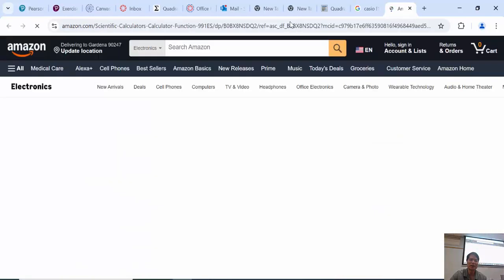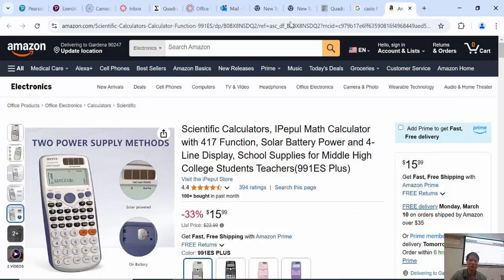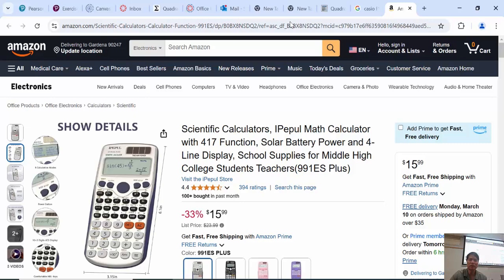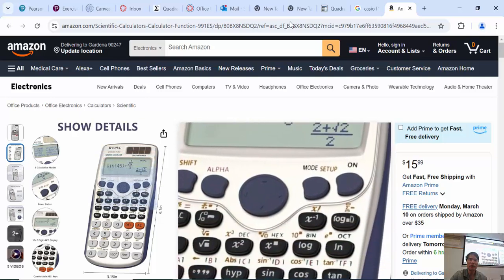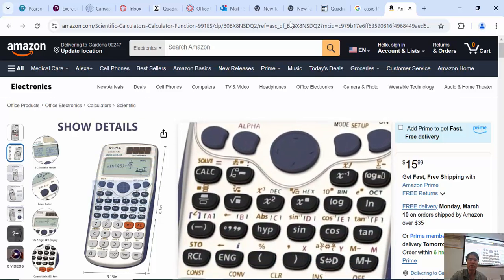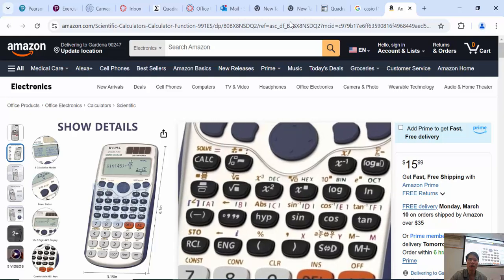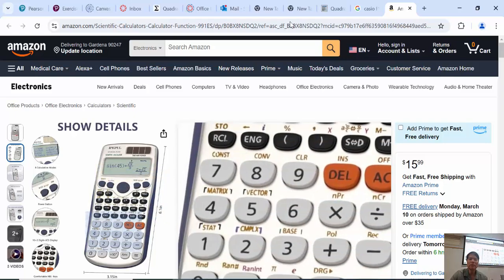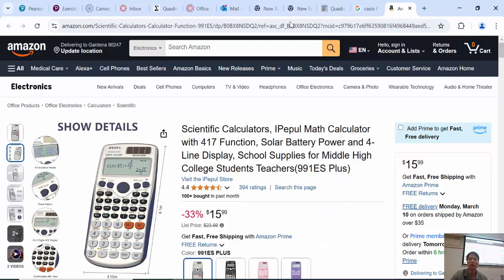This is my calculator here. It has an equation solver. You have to go in the menu, the mode. This equation solver can solve up to cubic equations, which is pretty handy to have. And so it's essentially like this.